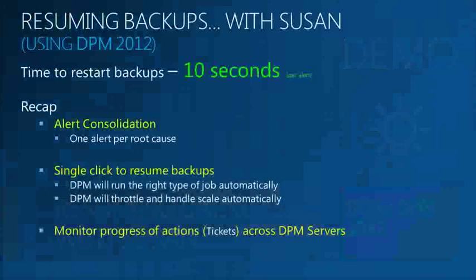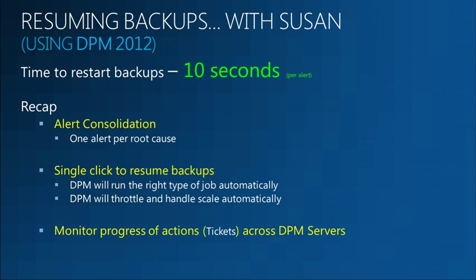Okay. So let's take a minute to look at what we saw. What you saw was consolidation of alerts. You didn't have 100 alerts, you had only one alert. You could do a test backup, and then with a single button, you could go ahead and do a recovery. Sorry, not a recovery, you can resume the backups. All from within the context of that one console, not by going to multiple different DPM servers.